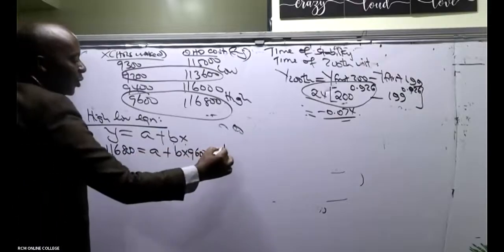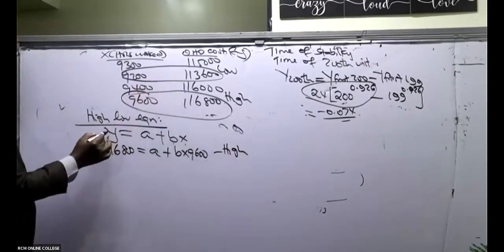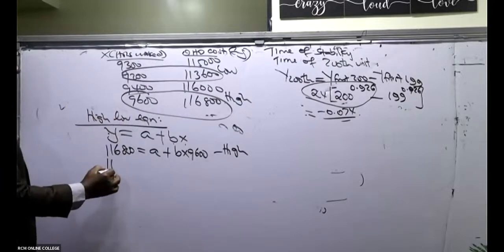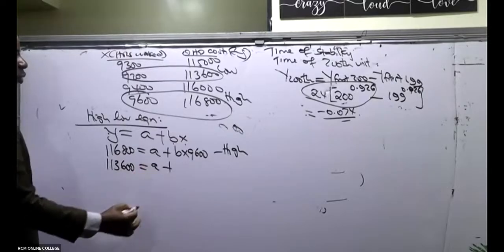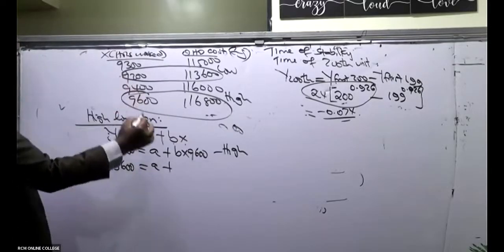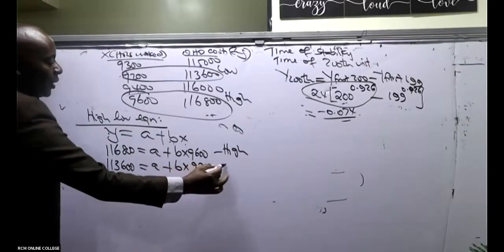This is the high equation. And then we have the low. The low is here, the Y you're substituting here. The Y is 113,600 equals A, that we don't know, plus 9,200 B times 9,200. This is the low.